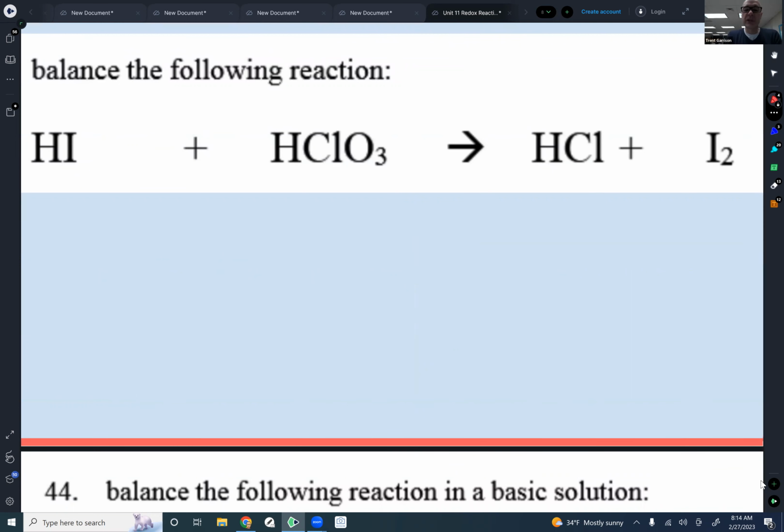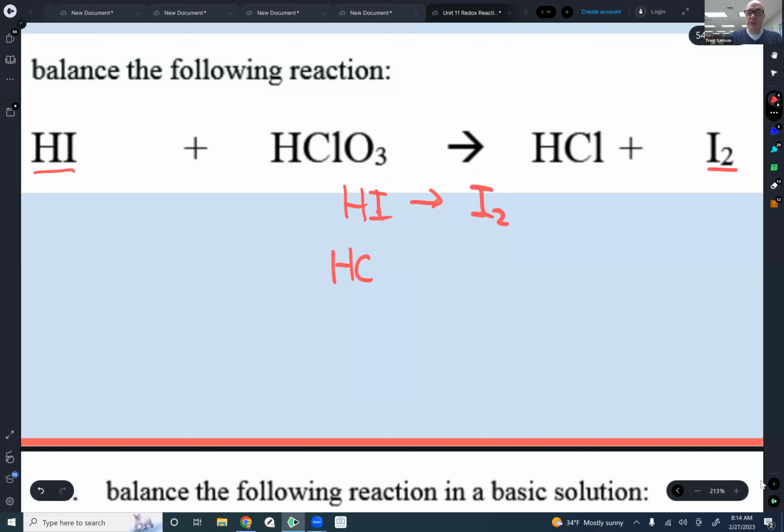So we are going to split this into 2 half reactions. One of them, again, is going to be iodine. So I will write HI producing I2. And then my second half reaction will be based on the chlorines, HClO3 producing HCl.